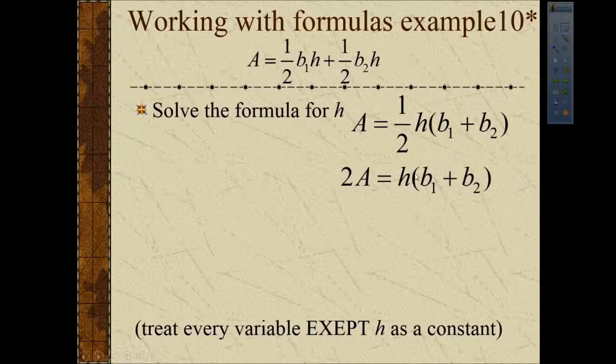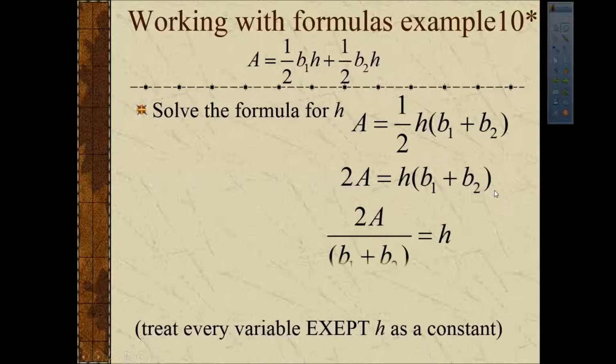And finally, to get rid of this entire quantity, b1 plus b2, I'm going to undo multiplication. Remember, this is h times this quantity. So I'm going to divide both sides of the equation by that entire quantity, b1 plus b2. We wind up with h as a function of capital A and b1 and b2.